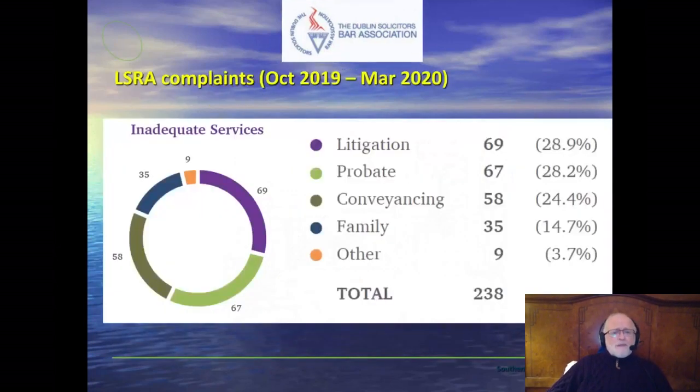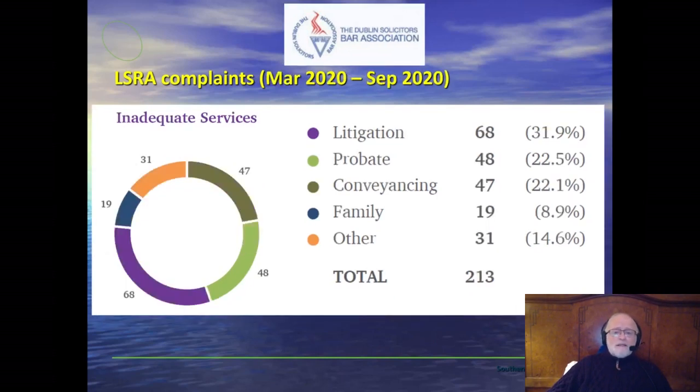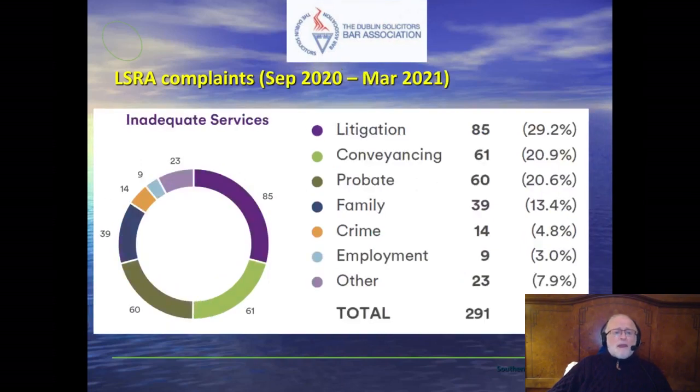So, client complaints. These are some stats taken from the LSRA reports in recent years. This is for the October 2019 to March 2020 period, and you'll see the areas in which complaints about services by solicitors come up: litigation, probate, conveyancing, family, topping the list. March 2020 to September 2020, again, the old faithfuls: litigation, probate, conveyancing and family.